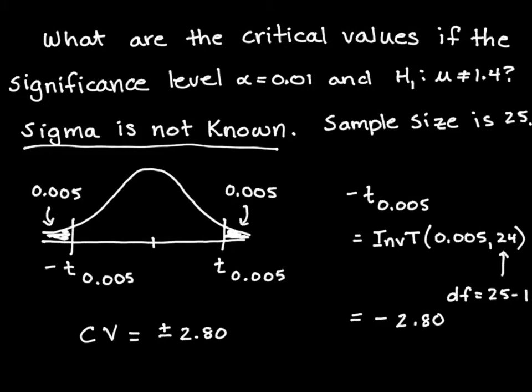The degrees of freedom is just calculated by taking the sample size and subtracting 1 from it. So if we're talking about the t-distribution, degrees of freedom is a very easy formula. It's just sample size minus 1. So in this case, the degrees of freedom is 24, and that gives me a critical value of negative 2.80. And since it's a two-tailed test, my critical values are plus and minus 2.80. And that's how I find my critical values for either the z or the t distribution.